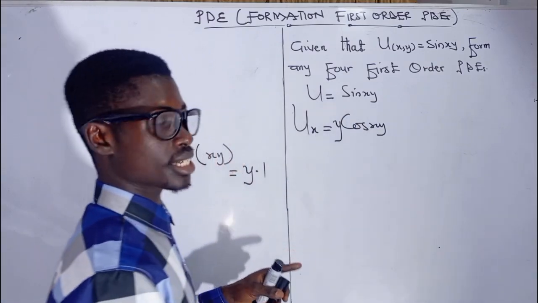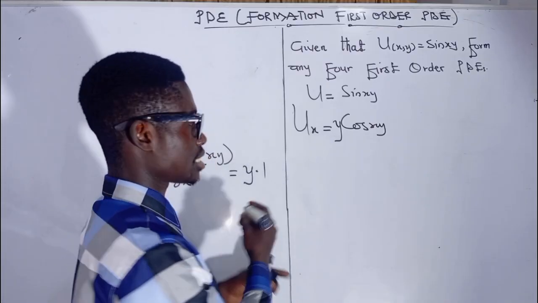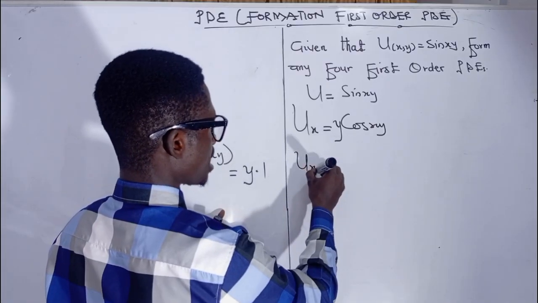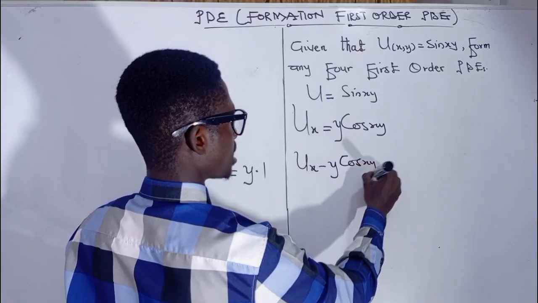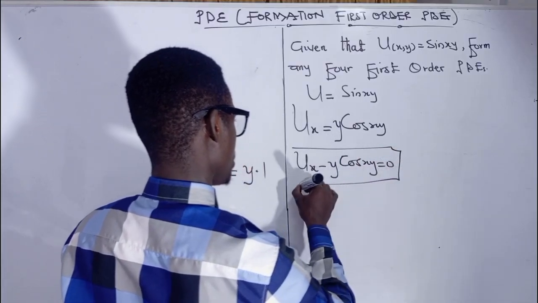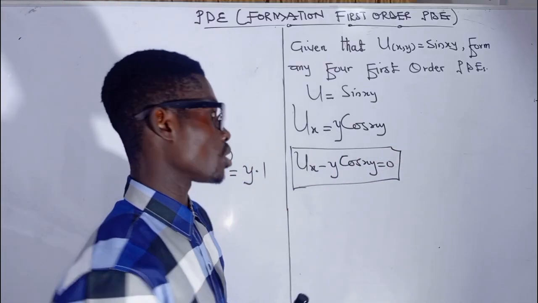Now once we have this, we can decide to bring this to the left hand side so that we can equate all of them to 0. So you have u_x - y cos(xy) = 0. So we have our first order partial differential equation. That is the first one.